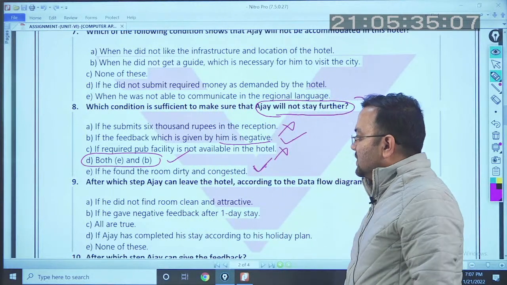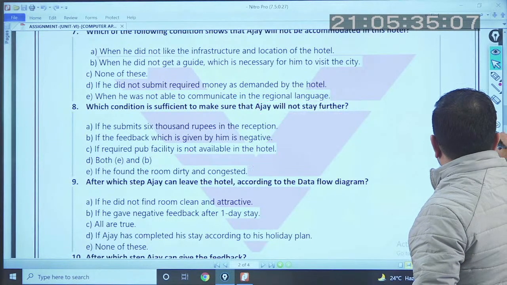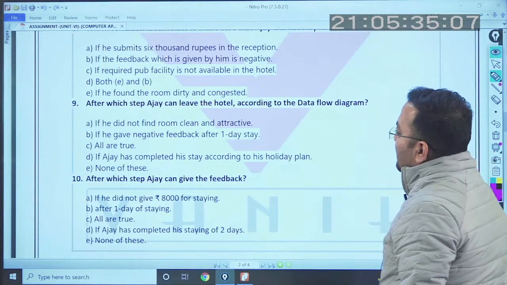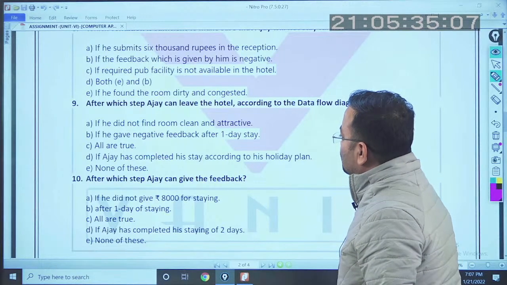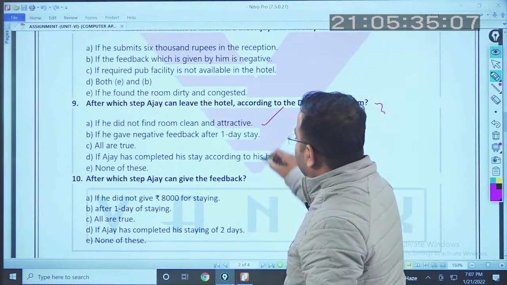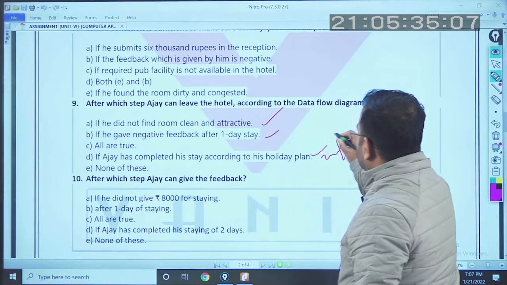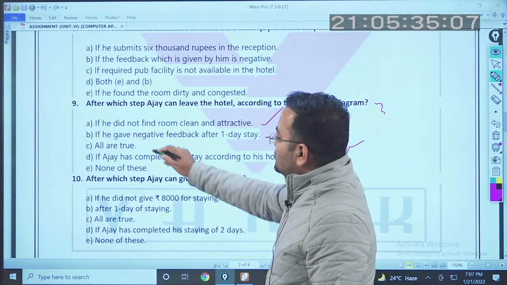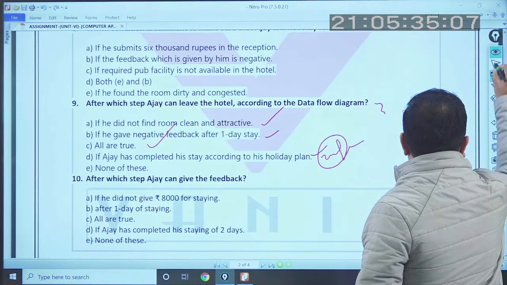Understand? Then go to question number 9. After which step can Ajay leave the hotel according to the data flow diagram? If he did not find the room clean and attractive, yes, after one day he can leave the hotel. If he gave negative feedback, after one day, yes. If Ajay has completed staying, yes, if he completed the 2 days of staying, then he can leave the hotel. So options A, B and D are all correct. So the answer is all are true. Answer is C.